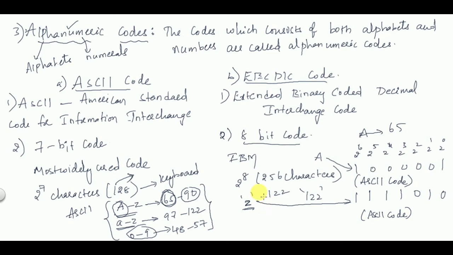In competitive exams, if they ask you to find the corresponding ASCII code for letters, small letters or numbers, you just have to find the corresponding binary value and represent it in 7 bits. Don't forget that you have to represent it in 7 bits only, because ASCII code is a 7-bit code.